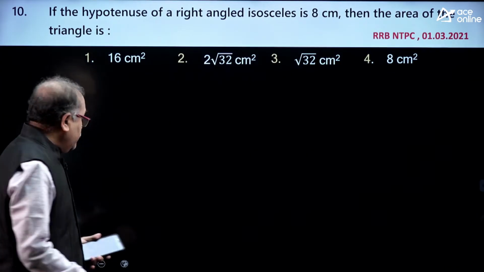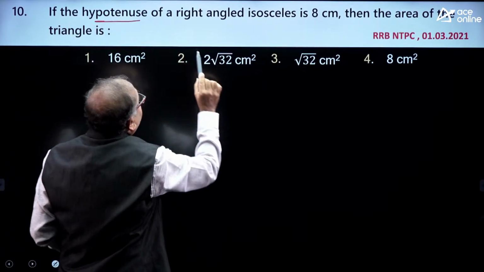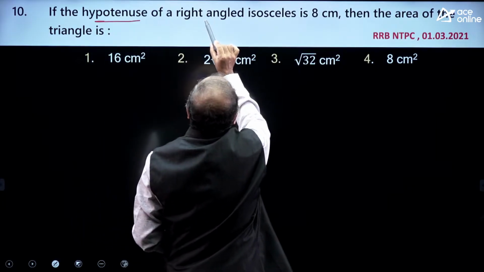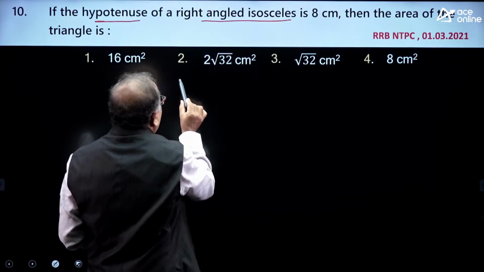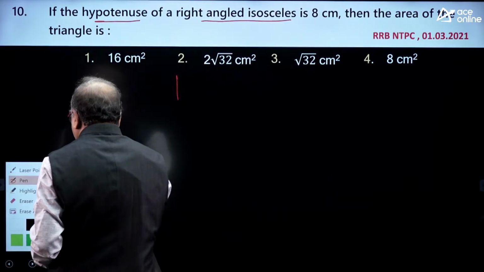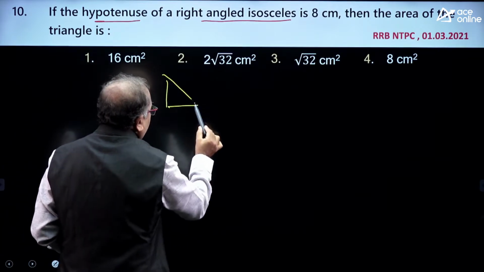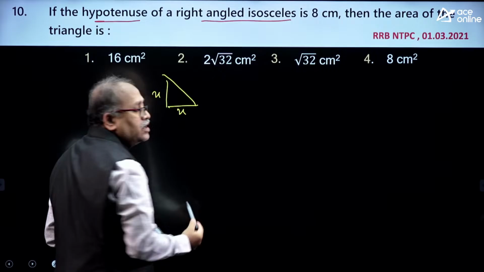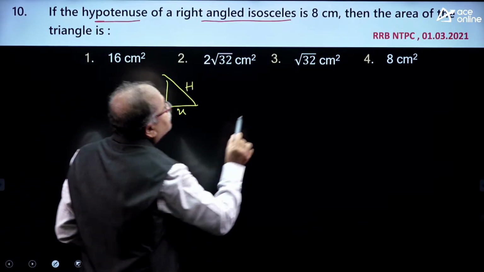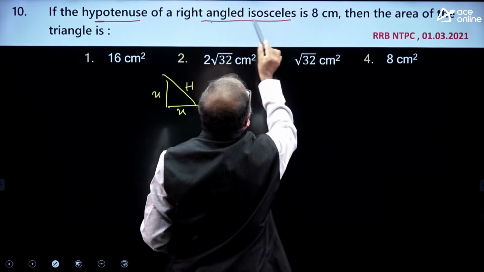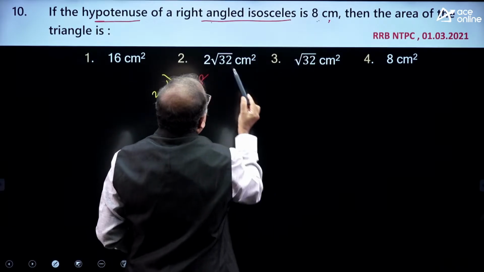So let me check if you can answer with the same pace. If the hypotenuse of a right angle isosceles triangle is 8, then the area of the triangle is. So the moment it says right angle isosceles triangle, you are understanding what I am saying. If this is x, this is also x, isosceles, and this is the hypotenuse. So this is the situation we have. Hypotenuse is given to us as 8 over here.